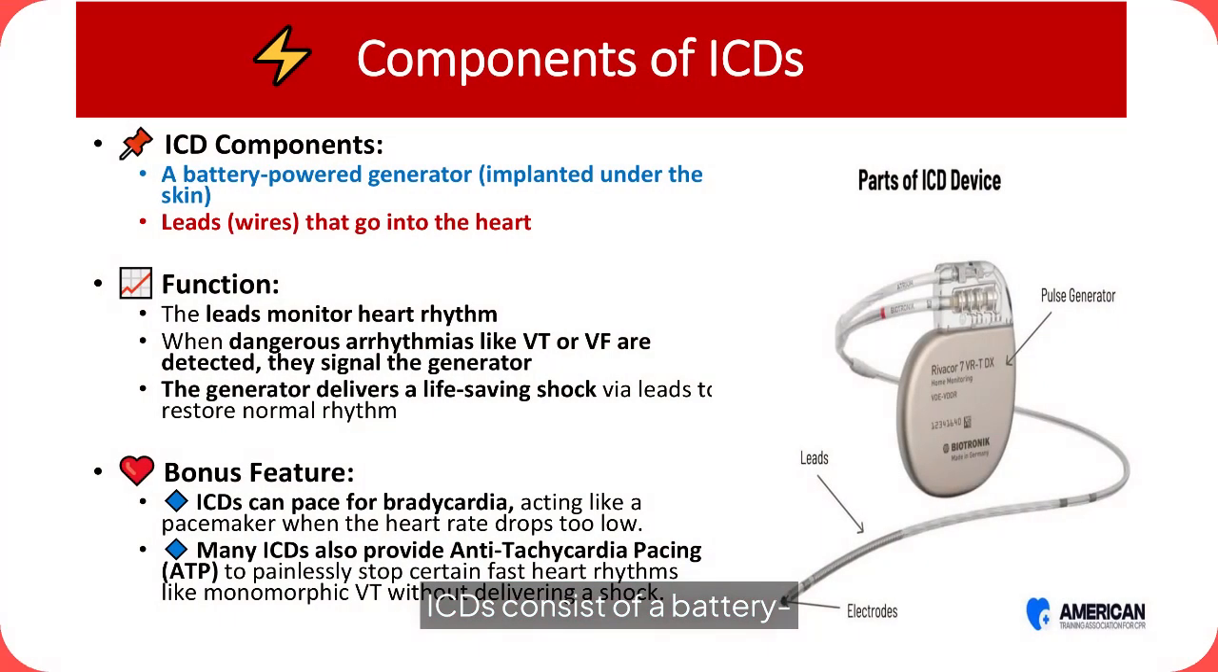ICDs consist of a battery-powered generator and leads that monitor heart rhythm. When dangerous arrhythmias are detected, the generator delivers a shock to restore normal rhythm. ICDs can also pace for bradycardia and provide anti-tachycardia pacing.